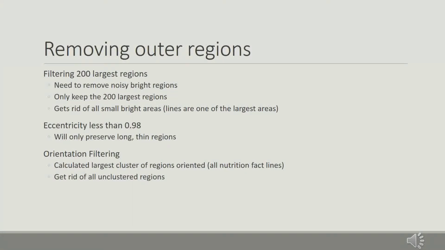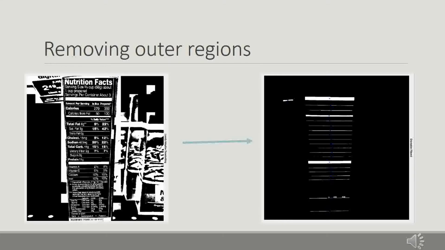Then we do something called orientation filtering. What orientation filtering does is it only preserves the largest cluster of all the elements which are mostly oriented the same way. Because this nutrition table is a table, all the horizontal lines are going to be oriented with each other because they are part of the same table. So after we do orientation filtering, we are only going to see the lines which belong to the nutrition table remaining. Alright, as you see here, this is exactly what we wanted.